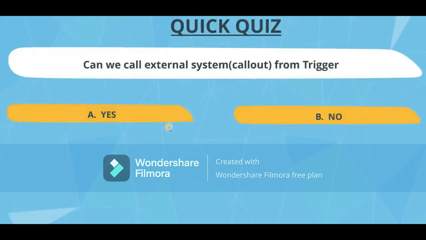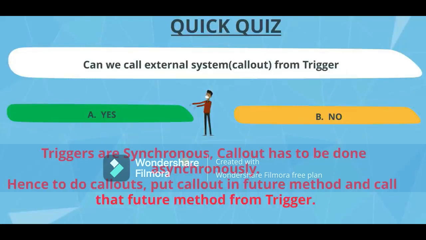Can we call external system from trigger? Answer yes or no. The answer is yes. If you want to do an integration with external system or if you want to do a callout from this system, you can actually do it from trigger. Triggers are synchronous, callout has to be done asynchronously. Whenever you want your callout to happen asynchronously, put your callout code in a future method and call that future method from your trigger. So this is how you would do.